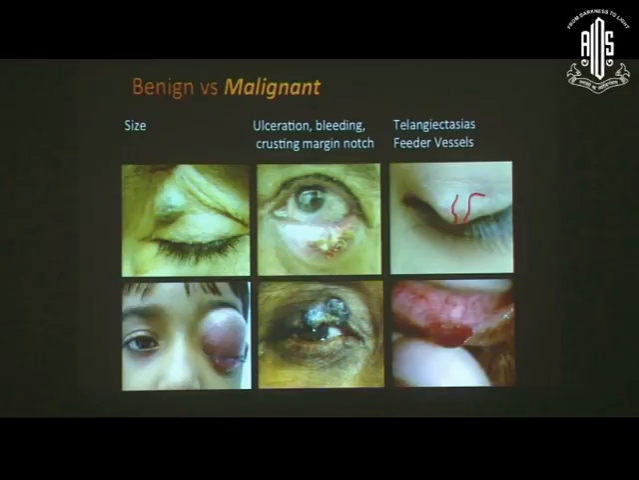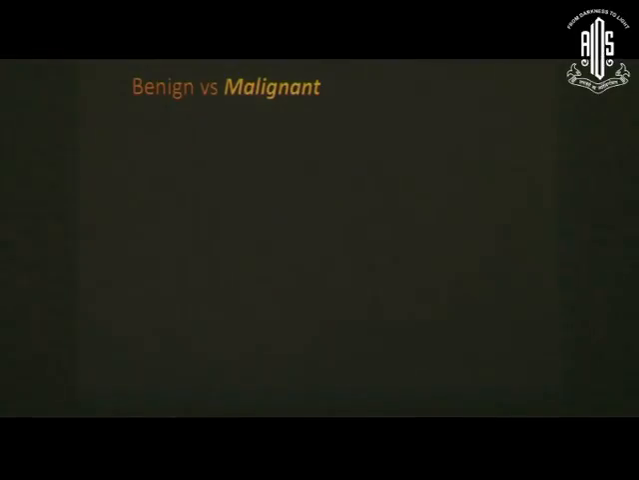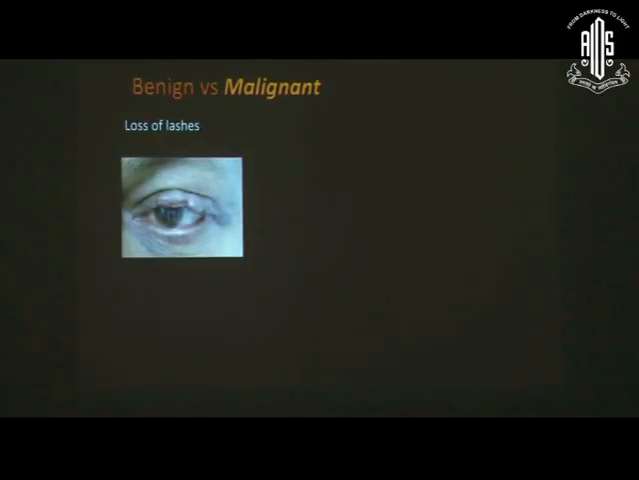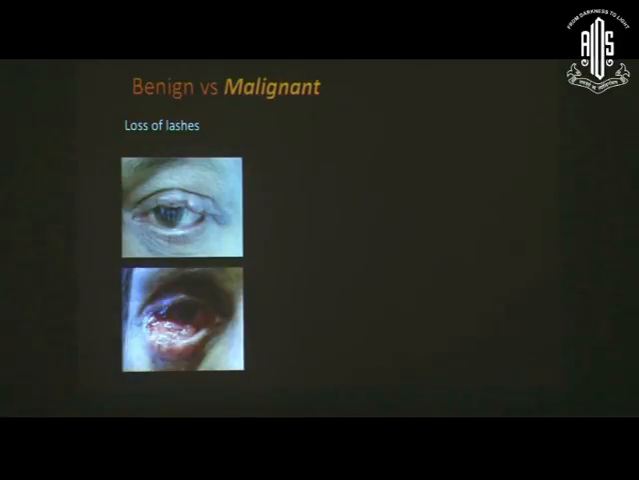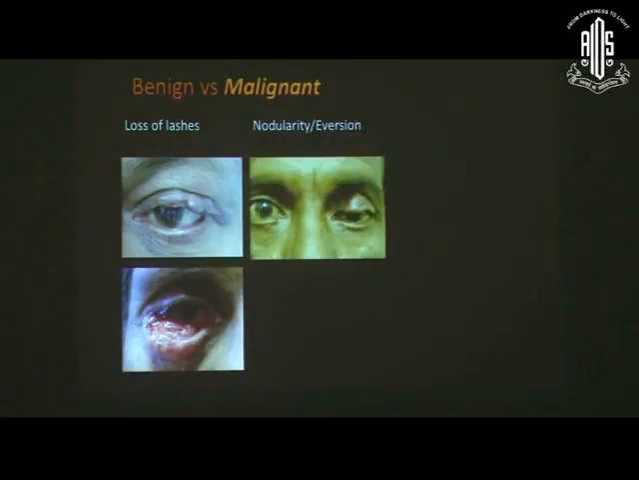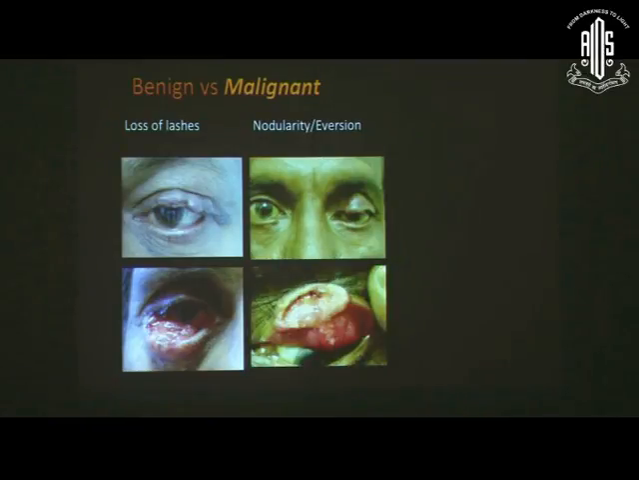Sometimes you will also see marginal lesions which have intrinsic vasculature. Some of these lesions can mostly be benign, but very large dilated vessels often point to malignancy. We have loss of lashes, especially for marginal lesions, which means that there is destruction of the tissue or possibly invasion and indicates malignancy. You have nodularity, which needs every eyelid to be everted.